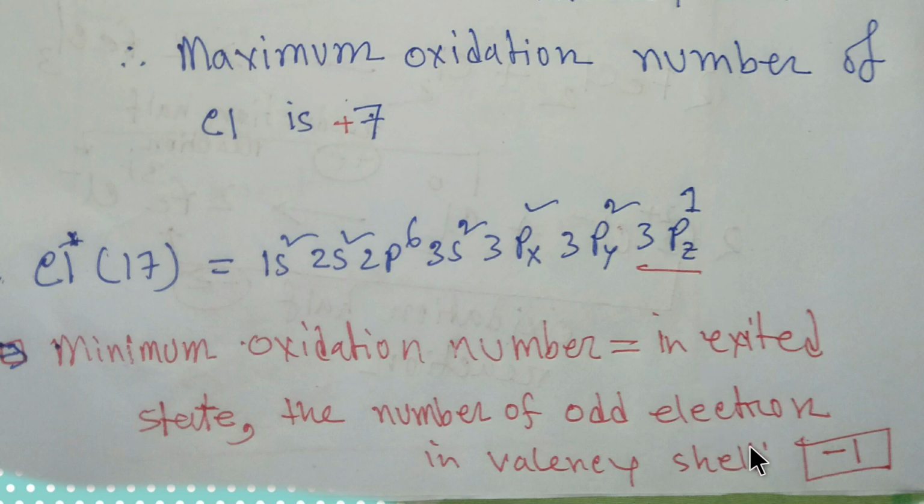So the minimum oxidation number will be -1, right? We just have to consider the odd number of electrons and take the -1. So minimum oxidation number is equal to, in excited state, the number of odd electrons in the valence shell. So I hope you have understood what I want to say to you.